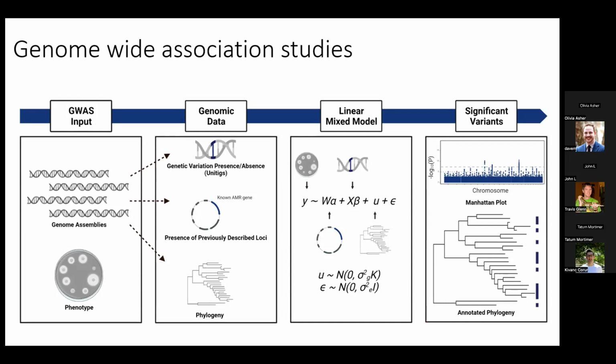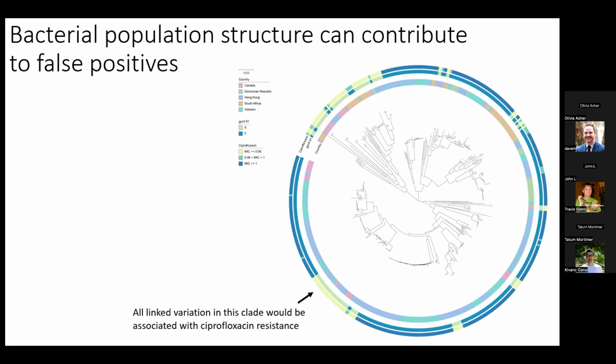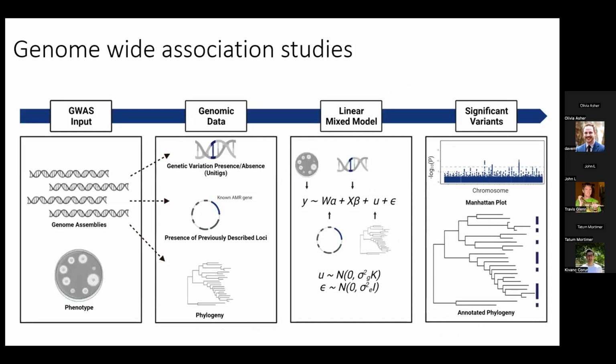control for population structure. In bacteria, population structure can contribute to false positives in your GWAS analysis. Let's say hypothetically we were interested in figuring out what the underlying genetic variation was contributing to ciprofloxacin resistance. I already told you we know that this is a single SNP in gyrA, but if we were doing a GWAS for this and we didn't control for population structure, all of the variation that's linked to gyrA in these larger clades that are resistant to ciprofloxacin would also be significantly associated in our GWAS. So it would be more difficult for us to tease apart what are probably actual causal variants from linked variation in large clades.